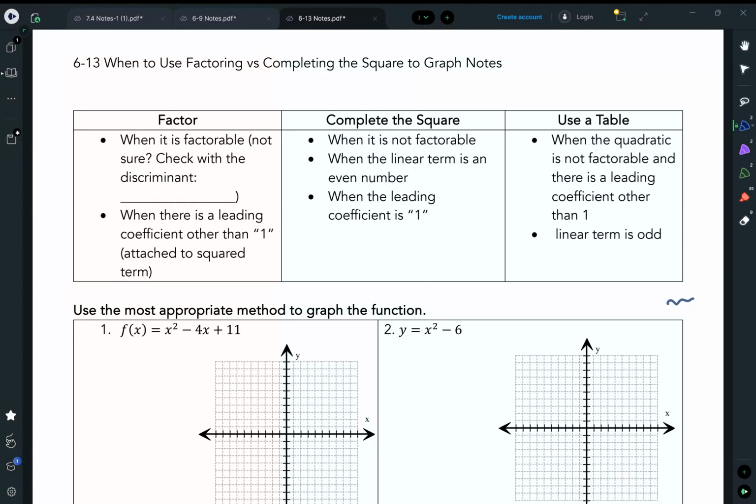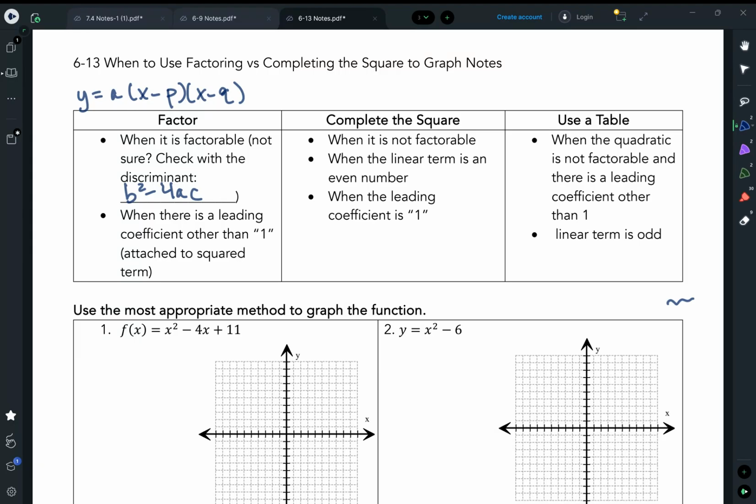So let's think about how factoring is when we were trying to write it in this form, like y equals a times x minus p times x minus q. Because it was easy to factor, we went ahead and factored it, and then we used our x-intercepts. So when is it factorable? Not sure. You could always check the discriminant. That's b squared minus 4ac, and we can talk more about that later. And maybe if there's a leading coefficient other than 1, so if it's going to be difficult to work with.